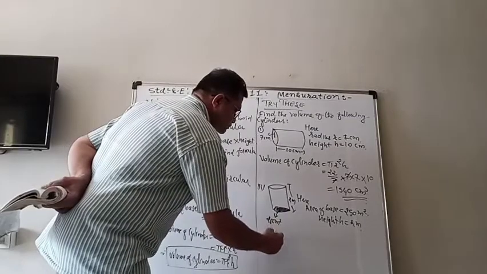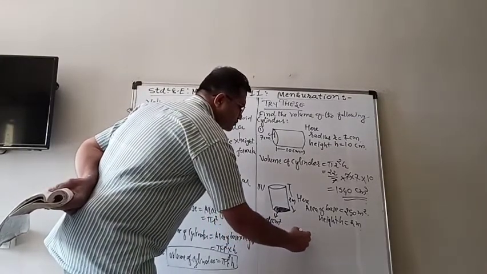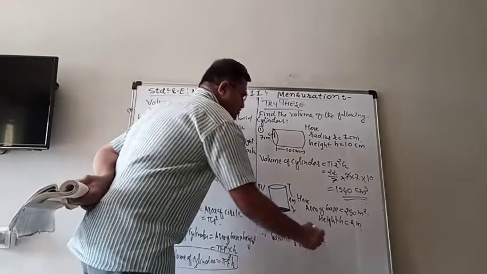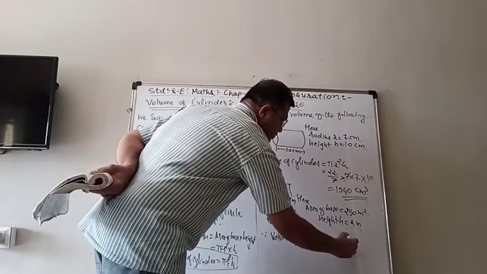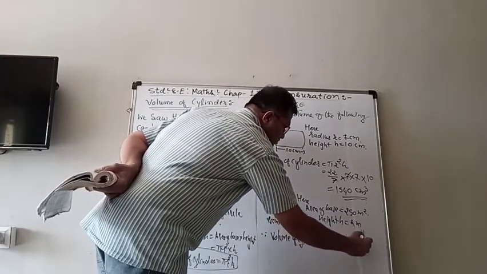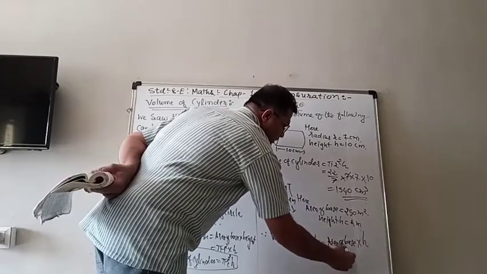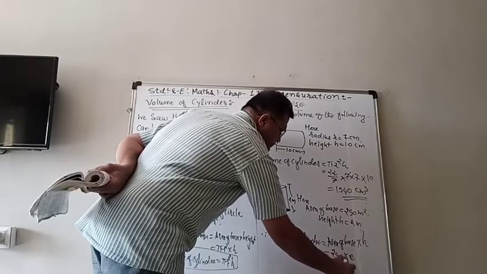Therefore, volume of cylinder is equal to area of base multiplied by height. There is 250 multiplied by 2. That is 500 meter cube.